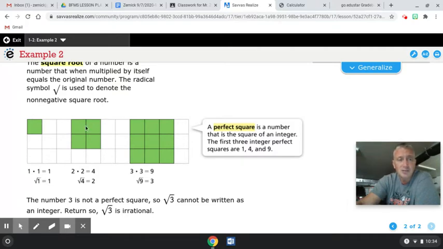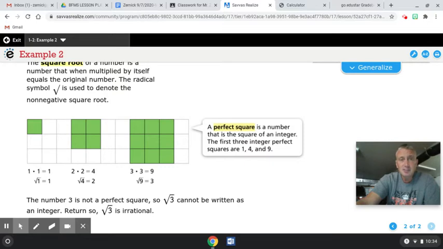Notice this one is created by 4 blocks, and the side lengths are 2 and 2. The reason for that is 2 times 2 is equal to 4. So the number 4 is a perfect square because 4 blocks can create a perfect square. We are able to do that. When we go up to this next one, we have 3, 3. So we have a side length of 3 and a side length of 3. And notice there are 9 blocks.